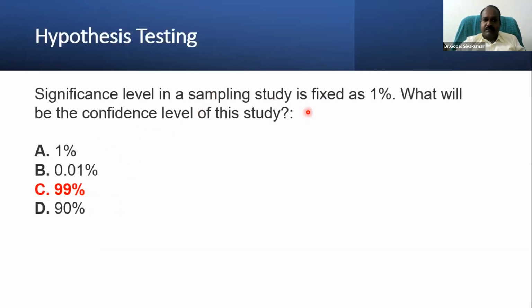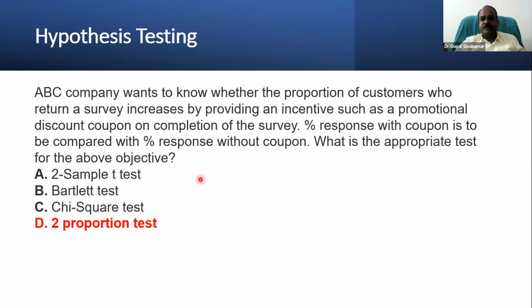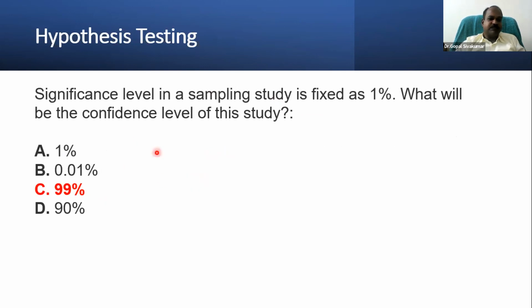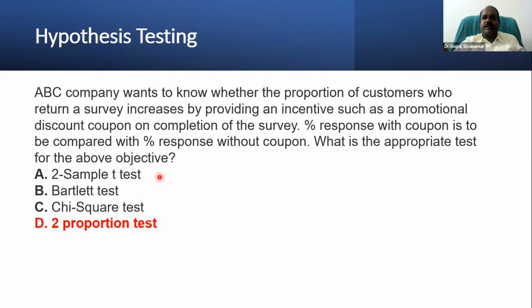Significance level in a sampling study is fixed as 1%. What will be the confidence level? Come on, by this time you can give the answer very fast. 99%. Very good. That's all. We already discussed the case. It's a mere repetition.